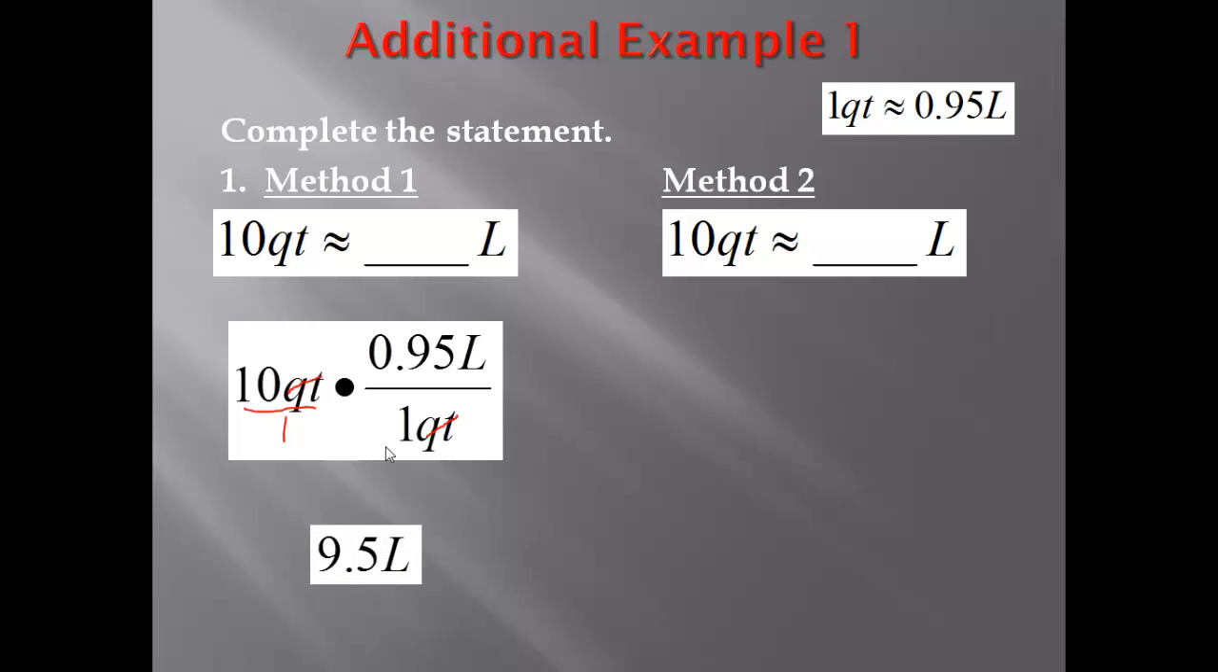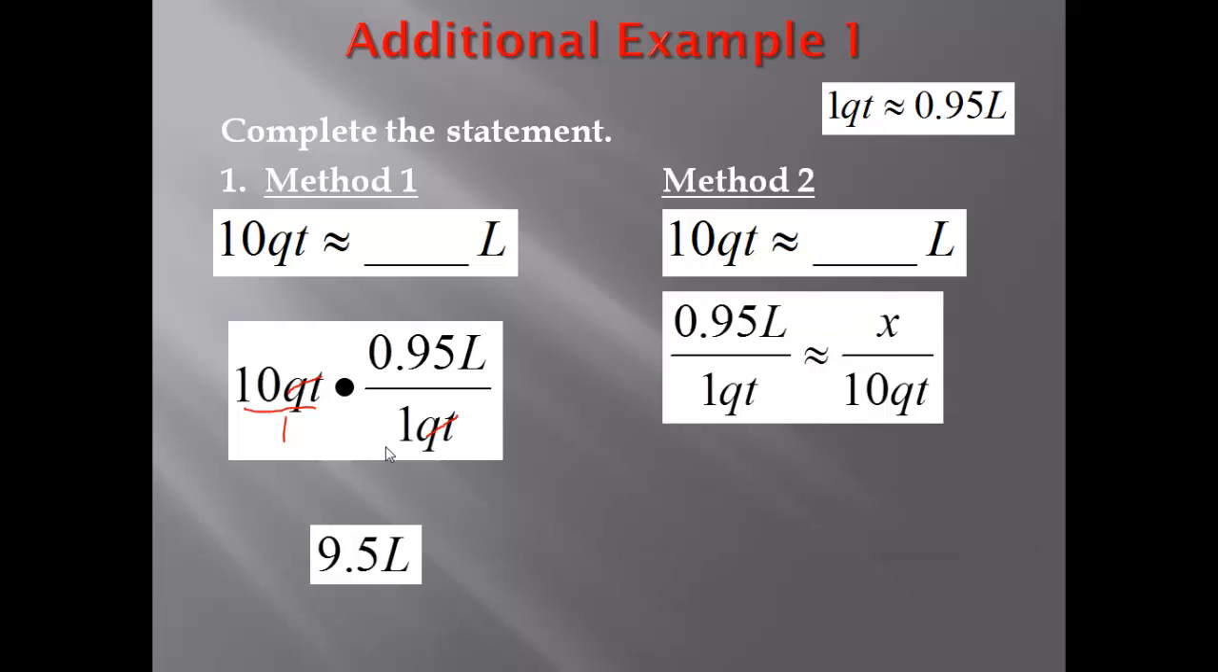For our second method, we're going to use a proportion. We still have the same problem, 10 quarts is about blank liters. For our proportion, we're going to use our conversion factor, and we're going to put 0.95 liters over 1 quart, and that's approximately equal to x over 10 quarts. When we're doing a proportion, we need to have the labels the same on the top and the labels the same on the bottom. So on the top of this one we have liters, and on the bottom we have quarts.